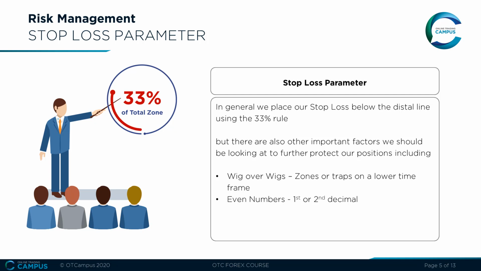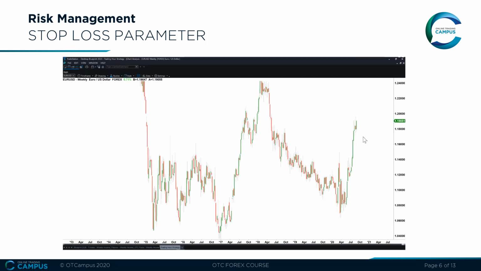So we know to place our stop losses below the distal using the 33% rule. But there are also other important factors we should be looking at to further protect our positions, including wick over wicks and even numbers. Let us first look at the basic mechanical way to place the stop loss also in Forex using the 33% rule.